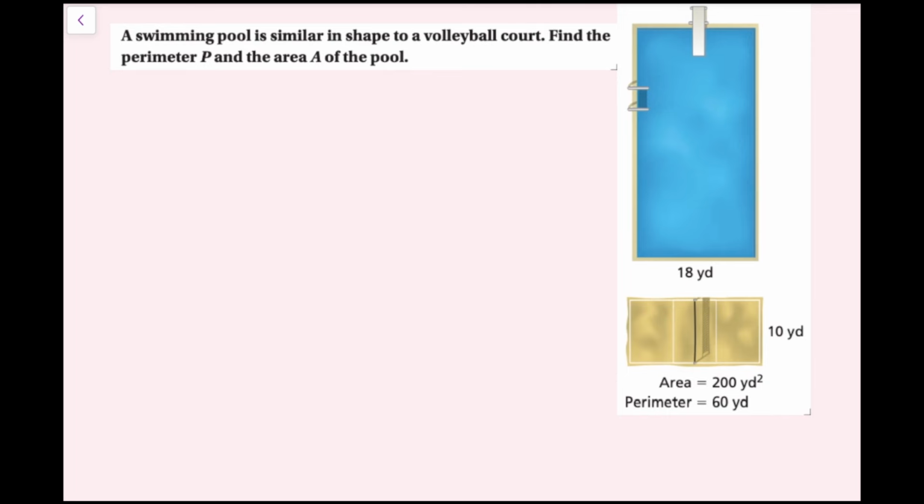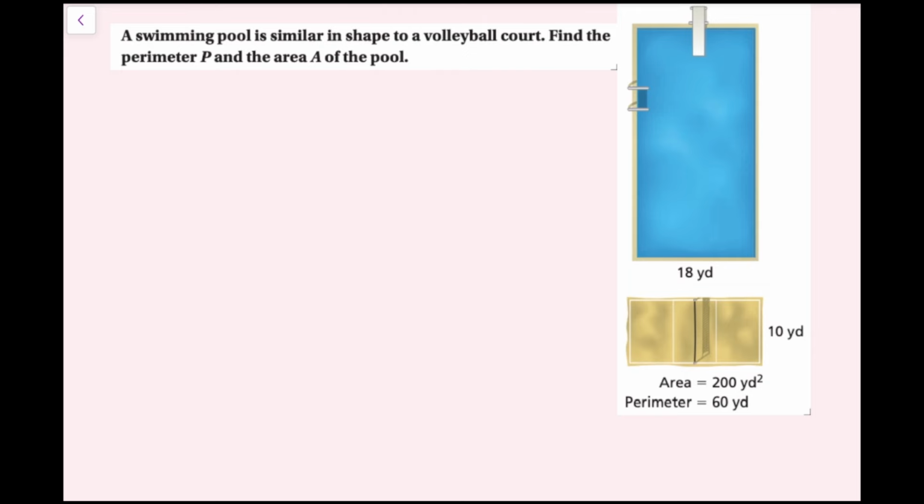For example 3, a swimming pool is similar in shape to a volleyball court. Find the perimeter P and the area A of the pool. Okay? Well, I'm given the fact that the perimeter of the tennis court is 60 yards and the area of the tennis court is 200 yards squared, and the shorter side length is 10 yards. Well, first I'm going to do the perimeter. The perimeter is easier.